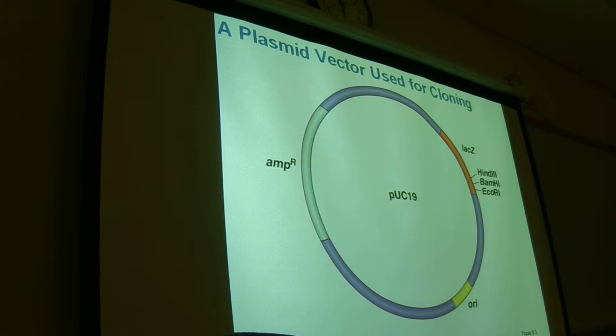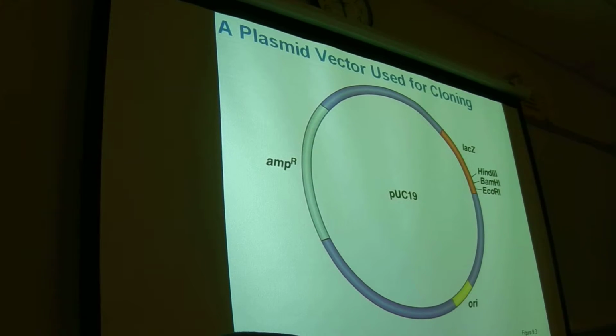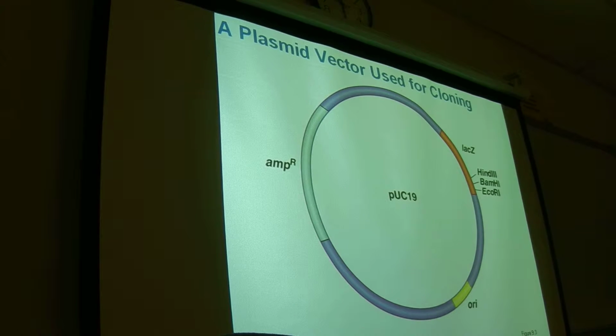So here's a specific plasmid. You guys were working, I can't remember the name of the one you were working with in the lab, but it was similar to this. The three important things about a functional plasmid is that it has some kind of resistance gene that you can use for selection, and we'll talk about that in a minute.